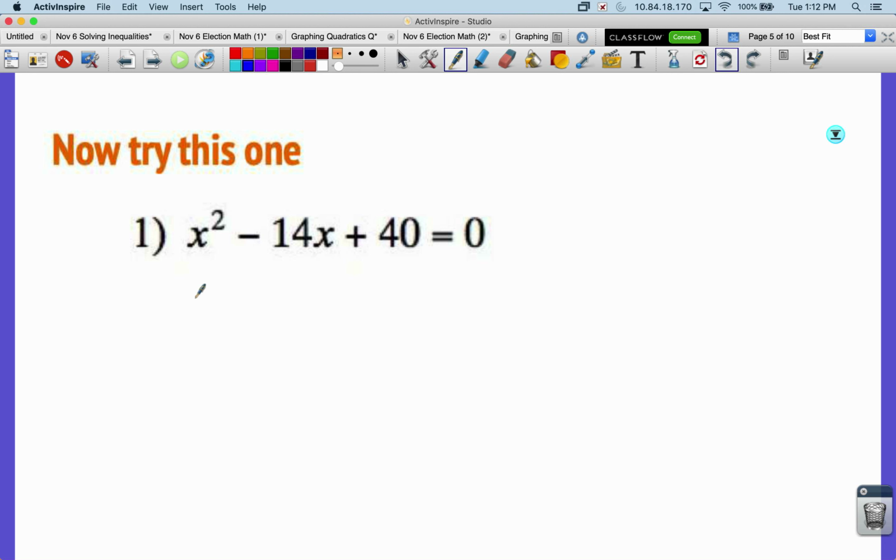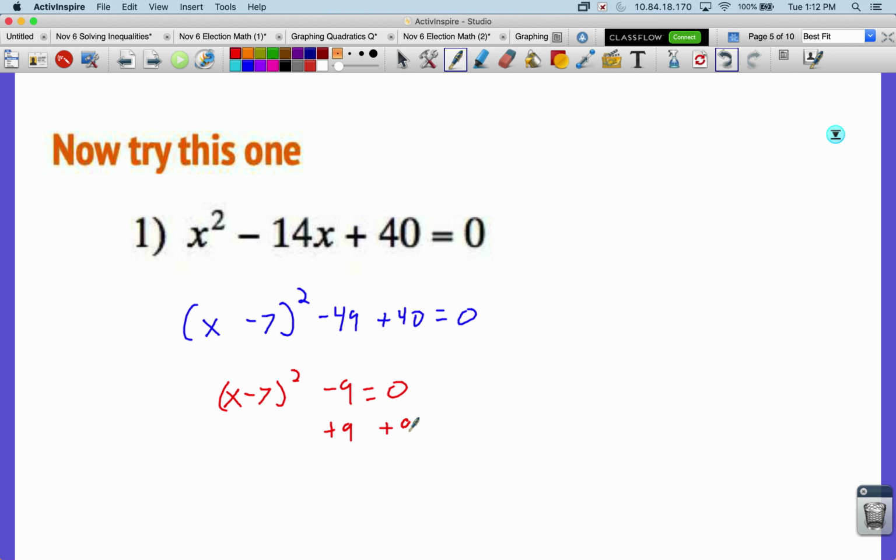If you feel up to it, pause the video and try this one on your own. Otherwise, I'm going to rewrite this part here as x minus 7 squared. Get rid of the extra. Keep the plus 40. x minus 7 squared minus 9 equals 0. Add the 9 to both sides because I want the whole side to be squared. x minus 7 squared equals 9.